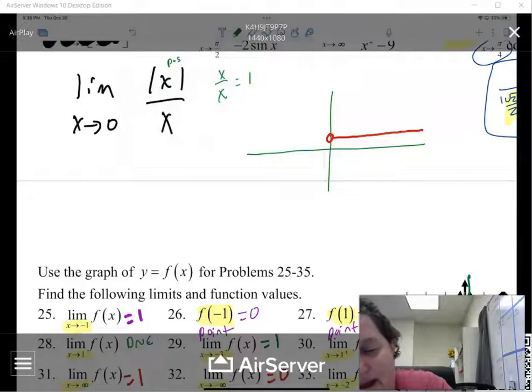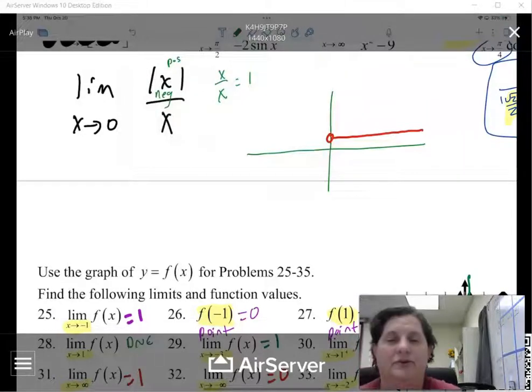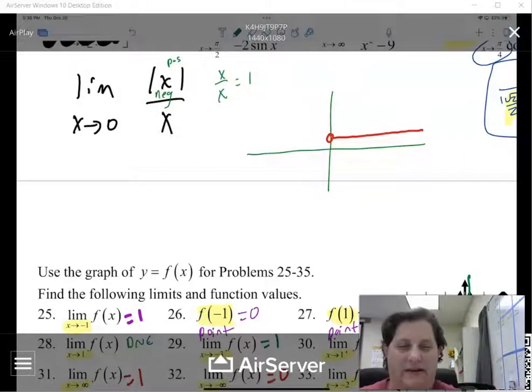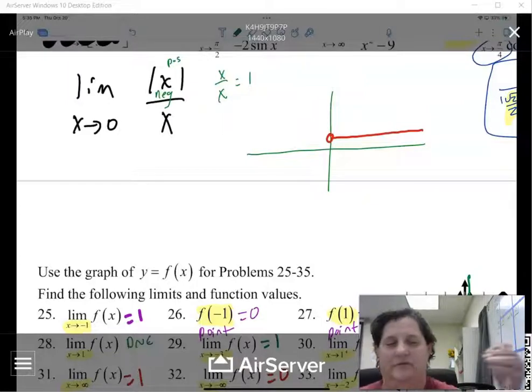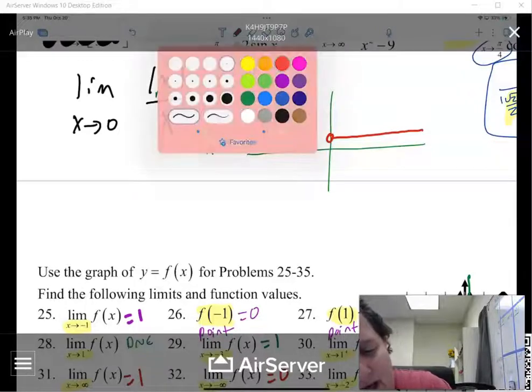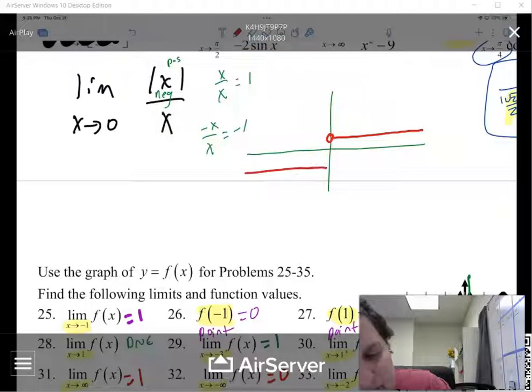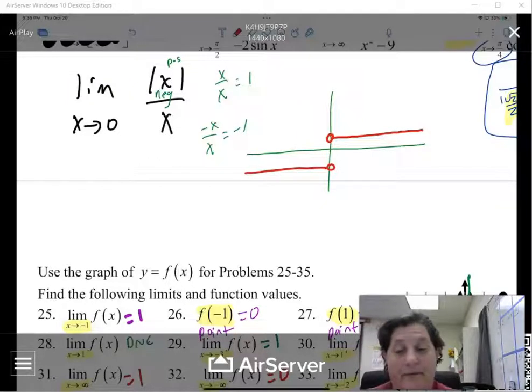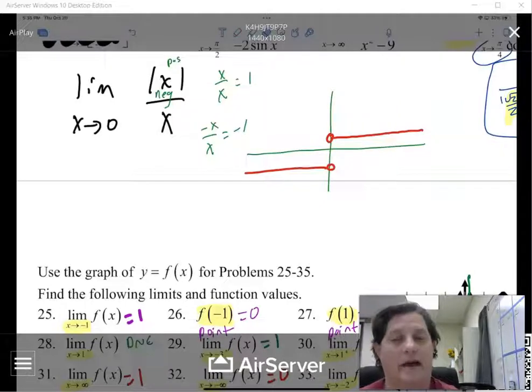If it's a negative number, do you guys agree that it would be the opposite? Like if it was negative 2, absolute value changes to positive 2. If it was negative 3, changes to positive 3. So it tends to be negative x over x, which is negative 1. So what that means is it comes in at negative 1, like that. That's what this graph looks like. If you guys know what this graph looks like, you can kill this problem every single time.